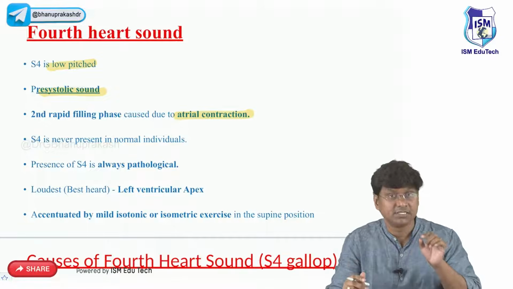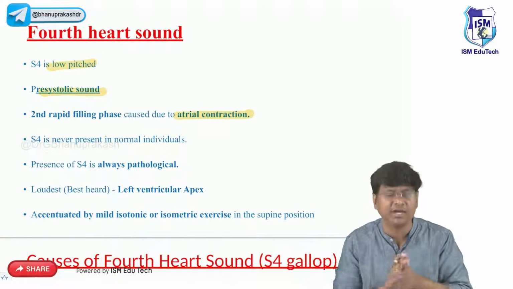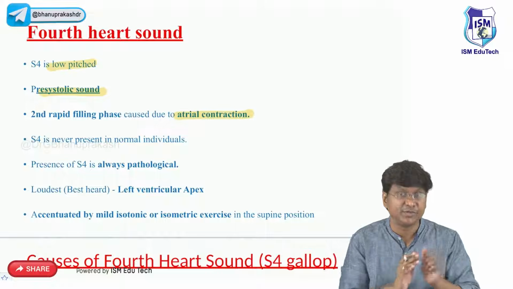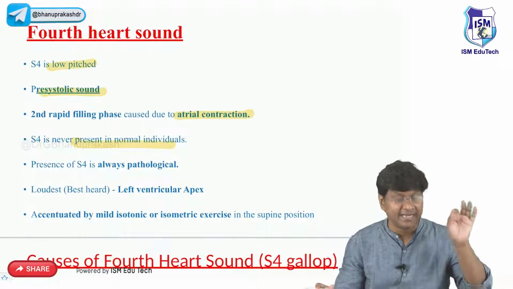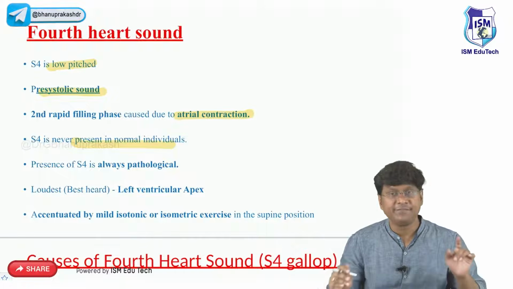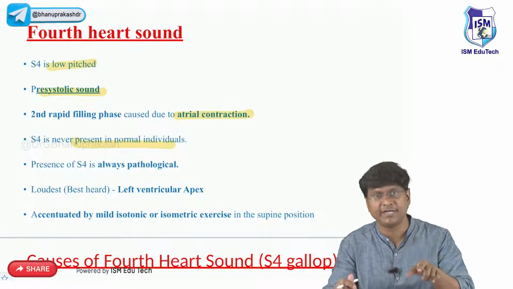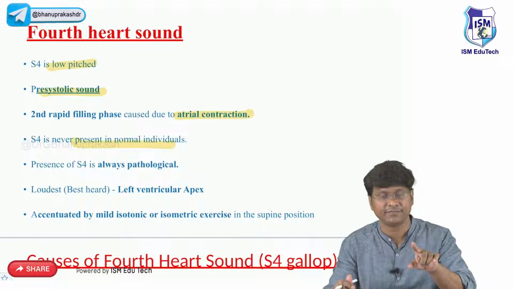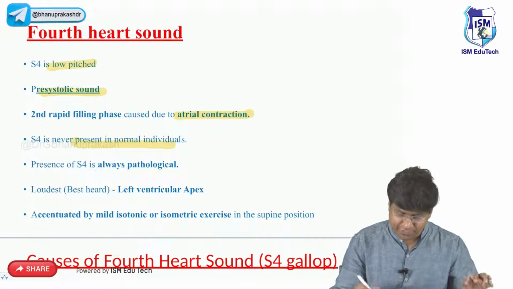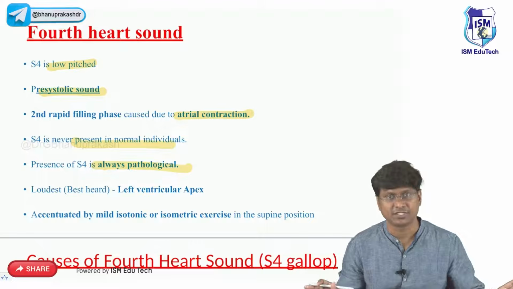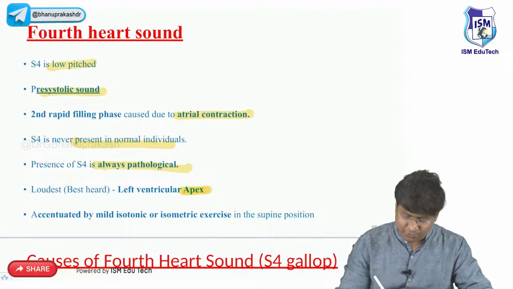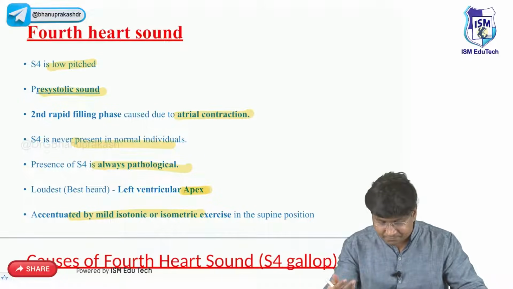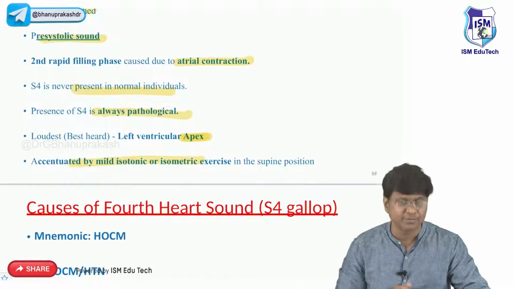And this second rapid filling is due to stronger atrial contraction. That is when you get this S4. And S4 is never present or never heard in a normal individual. If you want to hear S3 and S4 in a normal individual, you require a phonocardiograph. And if you are hearing with a stethoscope, that means they are pathological. If S4 is heard with a stethoscope, it is always pathological. And where is it heard? It is heard at the apex. And the intensity of the S4 is accentuated by mild isotonic or isometric exercises.